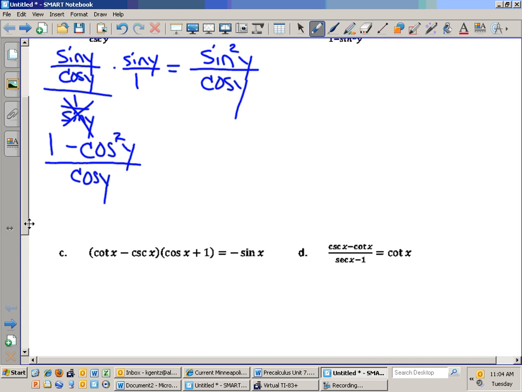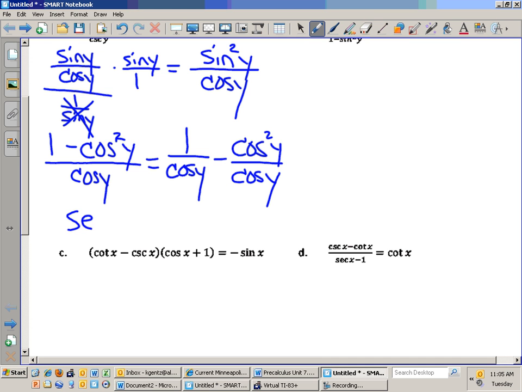One over cosine is secant, and cosine squared over cosine is just cosine. So as you can see here, you could rewrite this. Instead of one fraction, you could separate it into two fractions. 1 over cosine of y minus cosine squared of y over cosine of y. What's 1 over cosine? What's cosine squared over cosine?